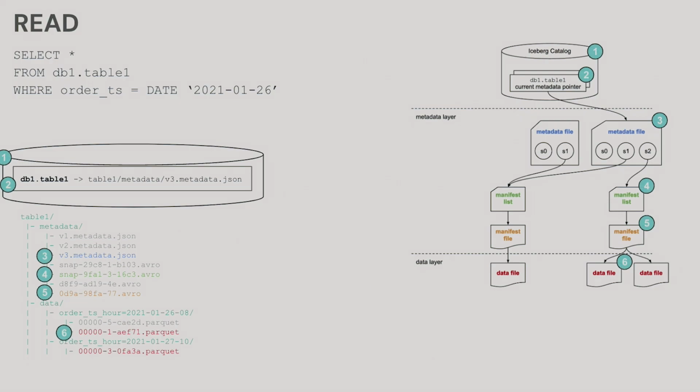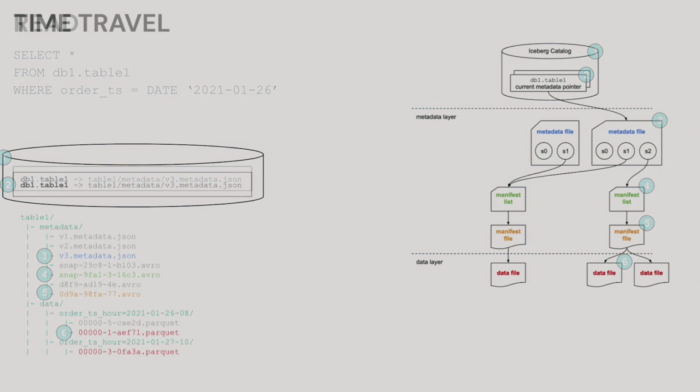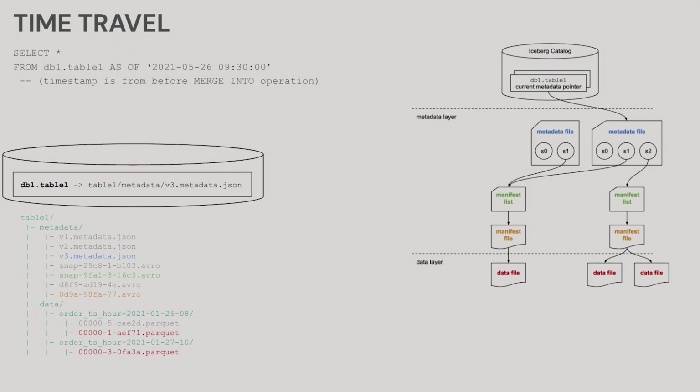So the read statement follows a similar way. You go to the catalog, get the current metadata file. We talked about it. From that, we go to the manifest list and find the exact data file that is required for a query to serve the purpose. Time travel works in a similar way.